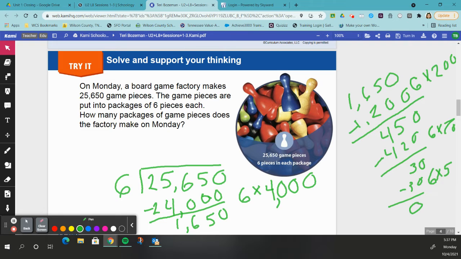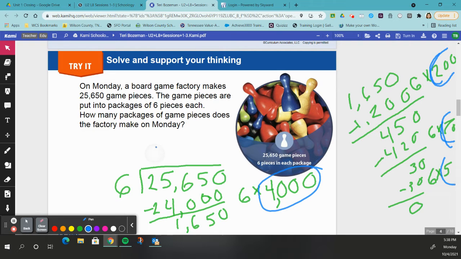Now, what I need to do next, if I'm doing this partial product here, is I want to look at all the things I multiplied 6 by. Well, I multiplied 6 by 4,000. I multiplied 6 times 200. I multiplied 6 times 70. And I multiplied 6 times 5. So I want to add all of that together.